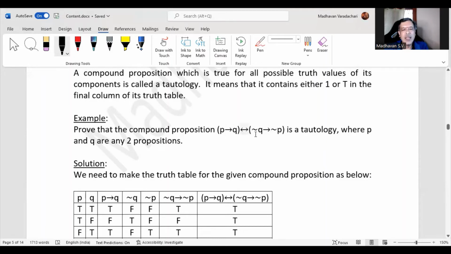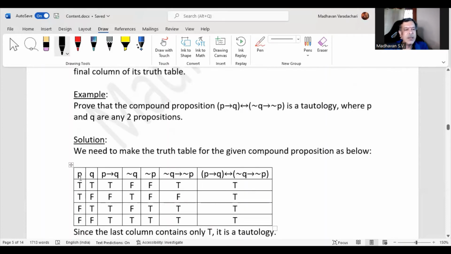First, we need to make a truth table for the given compound proposition like this. You write all possible values of P and Q. Then you find P implies Q, in which you know P implies Q means whenever the first statement is true and the second statement is false, only then it will be false. Rest of the places it will be true only. So here it is true, the second one it is false, and the rest are all true.